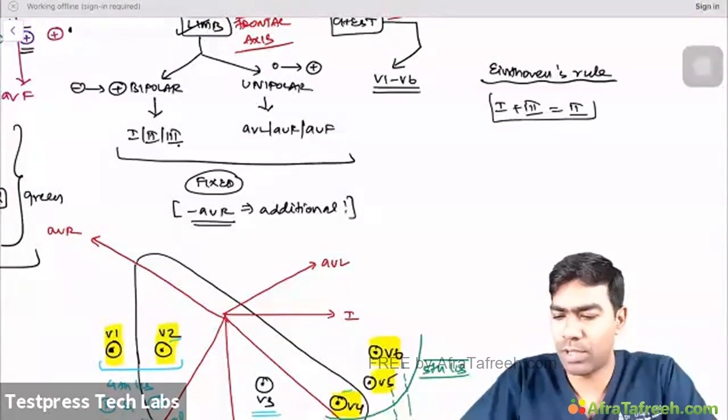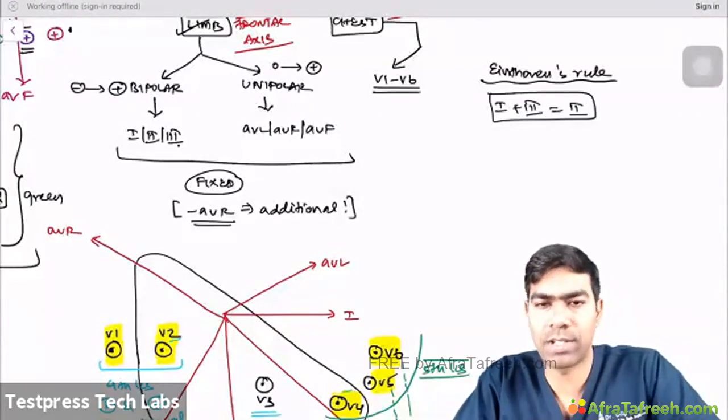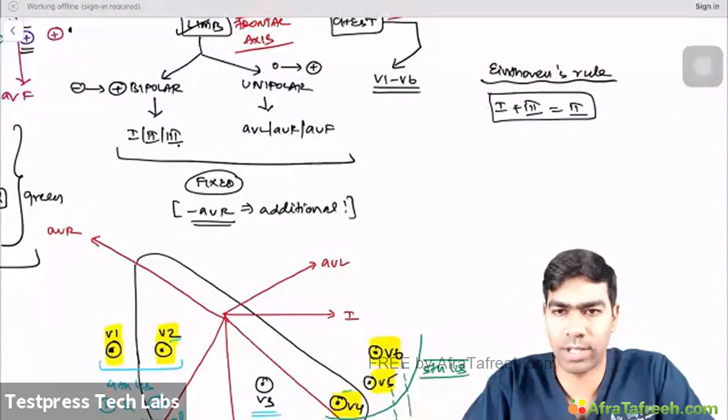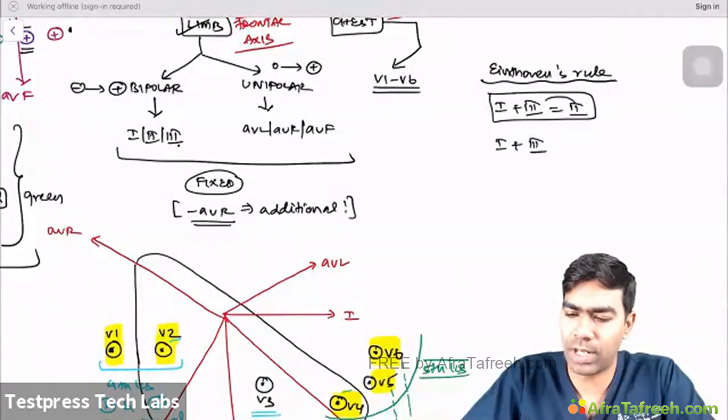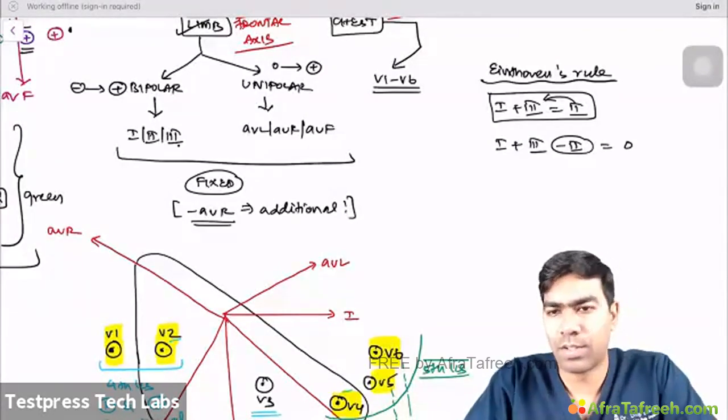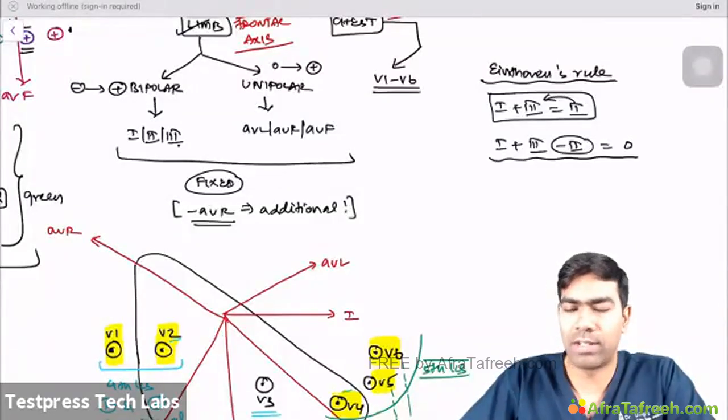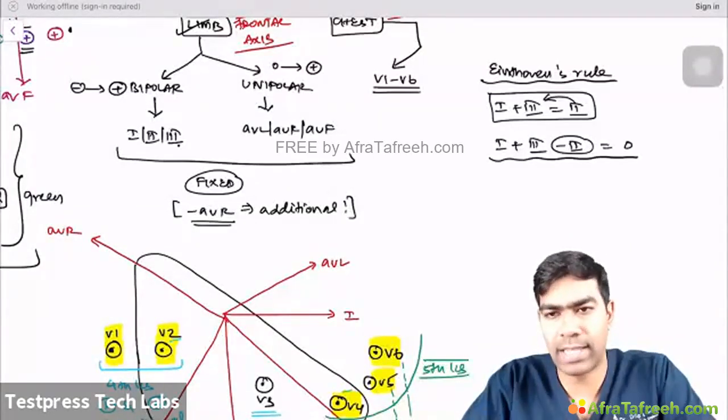And this has to be mugged up, definitely. There's no doubt about that. This is quintessentially very important for exams. Or you can write 1 plus 3, and if you bring this 2 to this side, it will become 1 plus 3 minus 2 is equal to 0. Which means when you add all the voltages of the leads 1, 2, and 3, it's going to be equal to 0. This will be true.